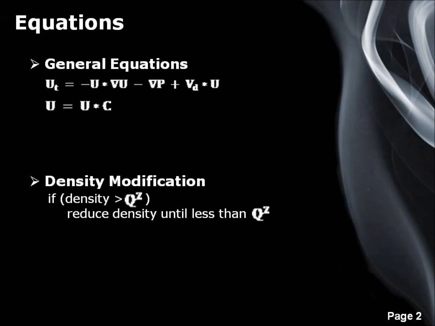Our density is also modified in a way that the density of closer grids will be restrained by a smaller limit, whereas the density of farther grids will be restrained by a bigger limit. The density greater than the limit will be gradually reduced until it's less than the limit.